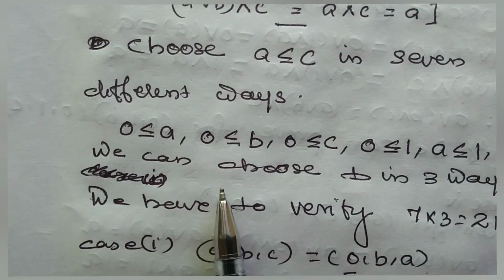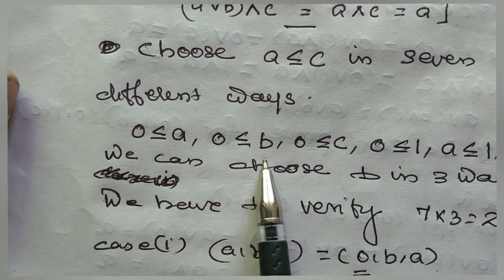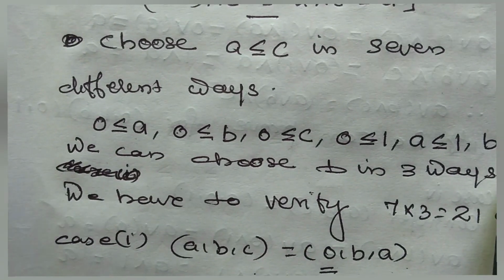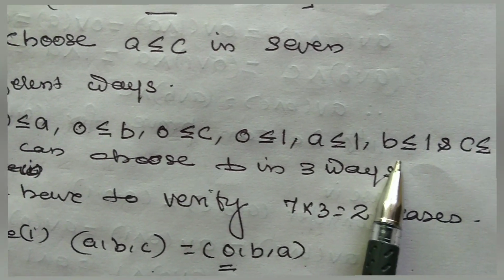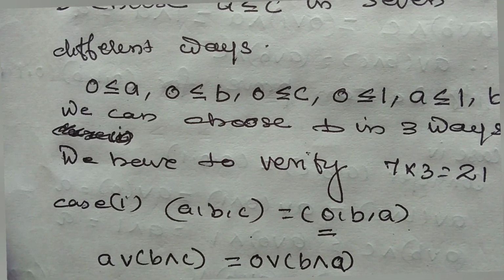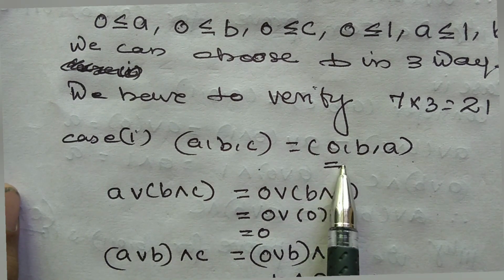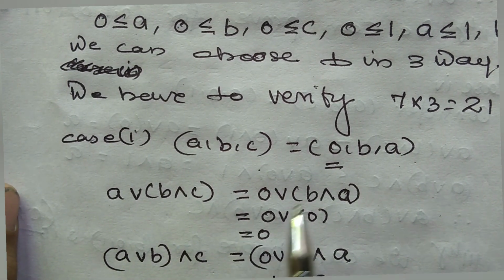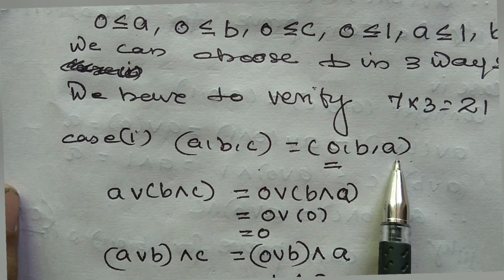Now you take the special cases, that is 0 less than or equal to A, 0 less than or equal to B, etc. Total 7 conditions, up to B, C less than or equal to 1. Okay, so the first one: (A, B, C) equal to (0, B, A). That means A equal to 0, B is equal to B, C is equal to A.